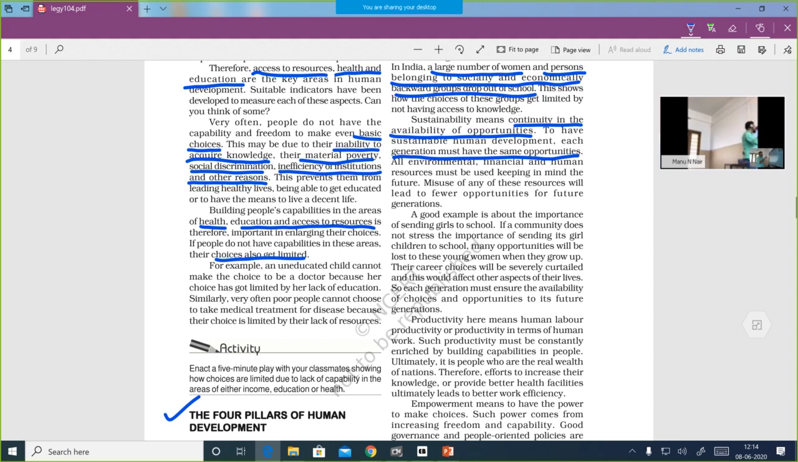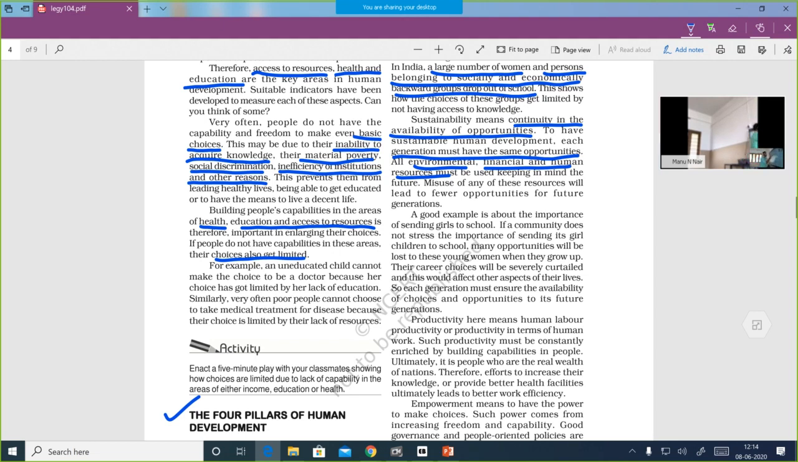Okay, all environmental, financial and human resources must be used keeping in mind that they should be there in future also. When we are using all environmental, financial and human resources, we should think that we should keep them for our future generation also.